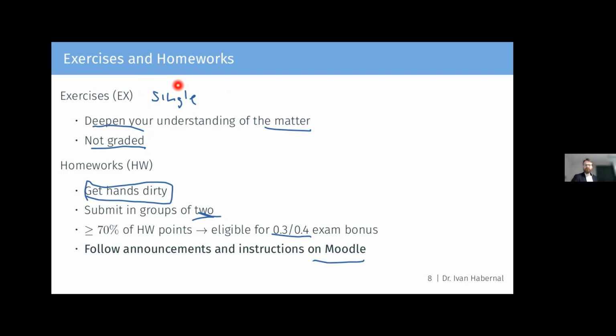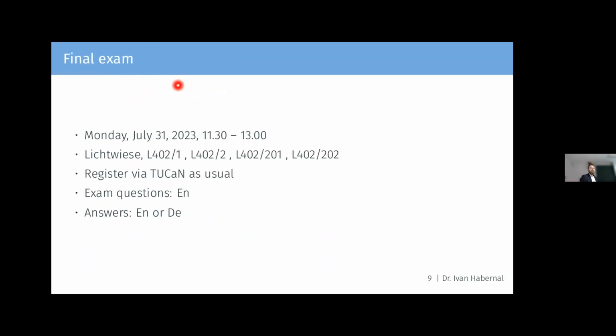Good. Final exam. Save the date. It's Monday, July 31st, at Lichtwiese. If you've never been to Lichtwiese, it's not really nice. The Mensa is as good as here, but they have this huge lecture hall. There are four rooms, but it's one, and it fits, I guess, 1,000 people or so. So we'll be there. Come in.